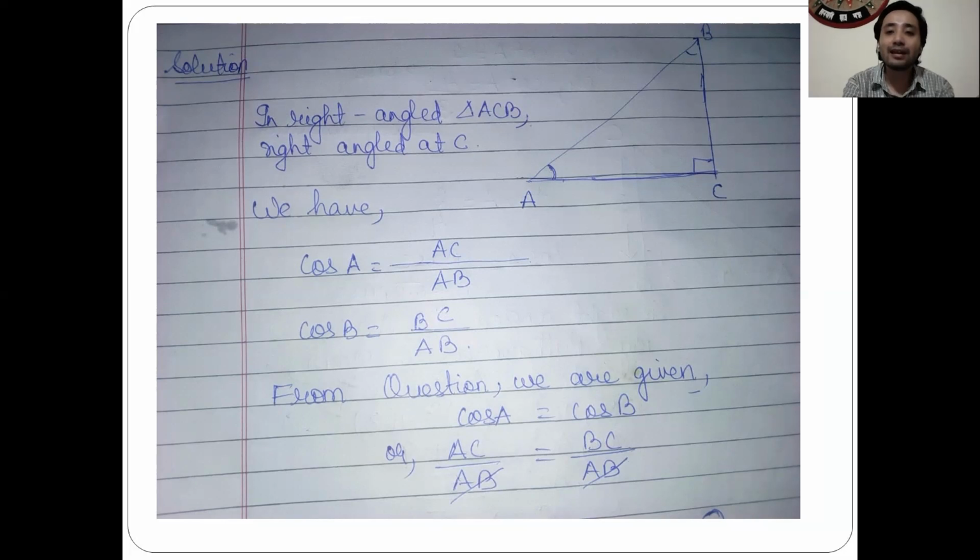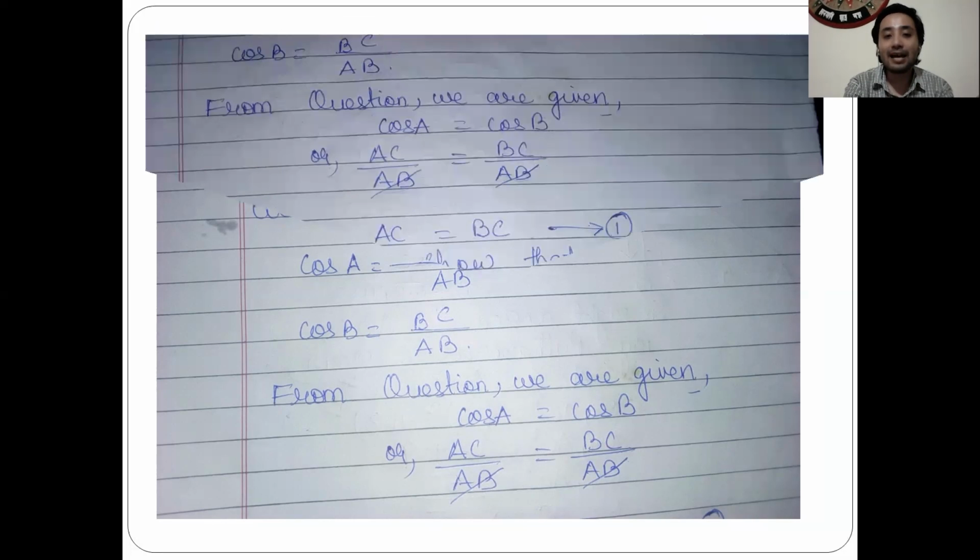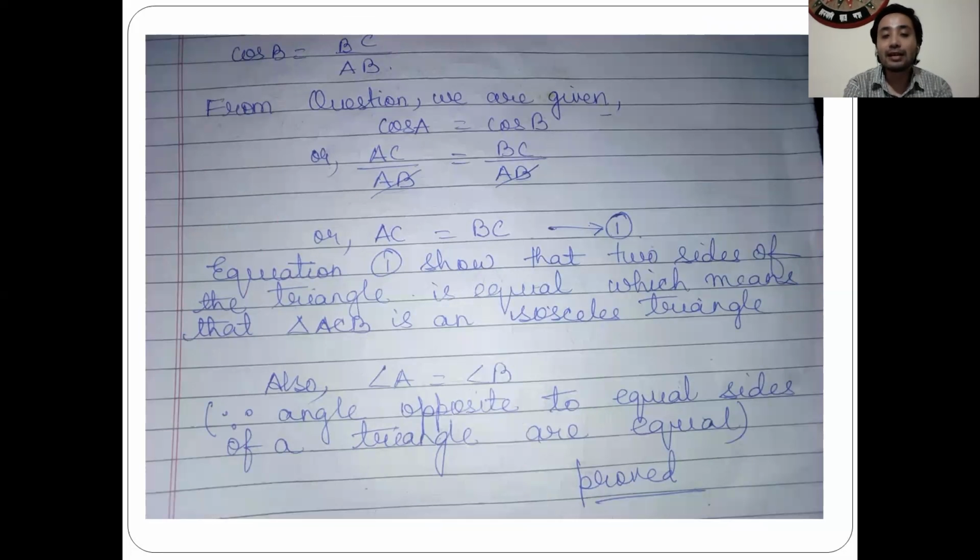So what kind of triangle is this? It is an isosceles right angle triangle because two properties are there. One property is that it is a right angle triangle because one of the angles is 90 degrees, and the other property is that we have derived that AC is equal to BC, which concludes that the triangle is an isosceles triangle because two sides are equal.